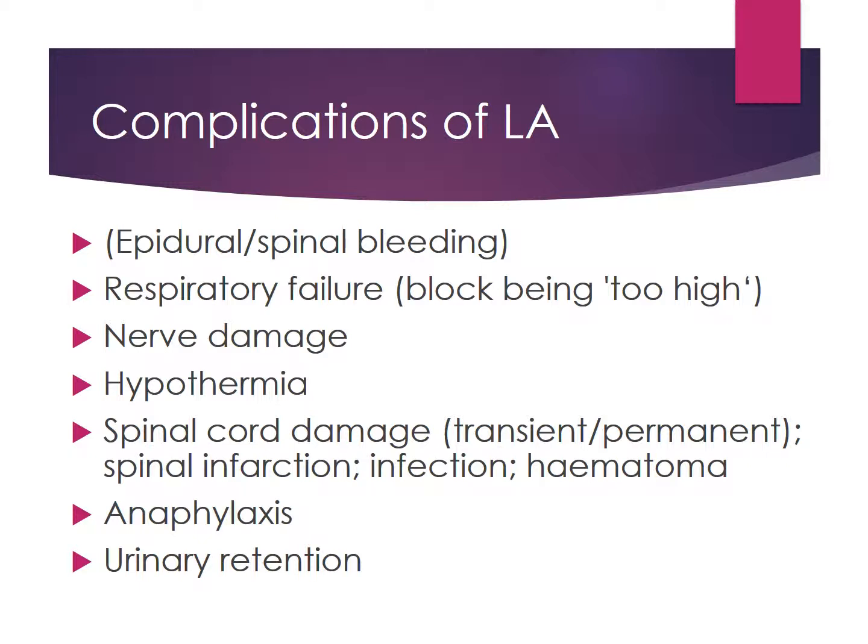Spinal cord damage is a potential risk that could be transient or it could be permanent based on the size of the affliction or the damage. It could cause spinal infarctions. It may introduce infections if proper aseptic techniques are not adhered to. Formation of hematomas again would translate into nerve damage and some form of compromise to the functioning of the nerves. Reactions to the medication agents may lead to anaphylaxis, and also urinary retention is one of the common complications with the neuroaxial techniques.